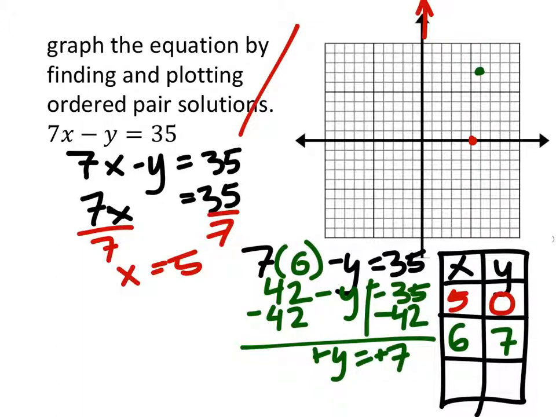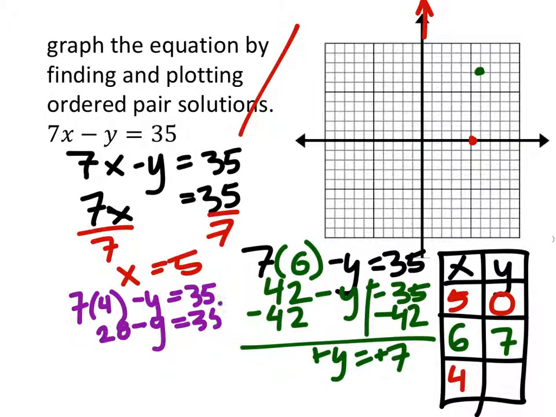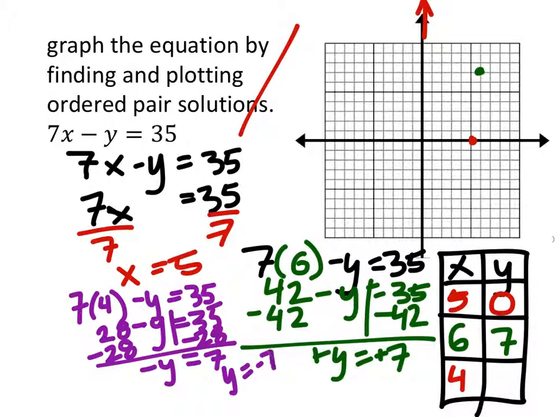In fact, if we compare it to the other graphs that we had. Well, if I go to the right one more, I'm going to be out of this screen again. So I'm going to go to the left of 5, which puts us at 4 right here for my x value. So that gives me 7 times 4 minus y equals 35. And so I got 28 minus y equals 35. Subtract 28 from both sides. And then we can divide both sides by negative 1, which would give us y is negative 7. So I have this point at 4, negative 7, which would be right here.